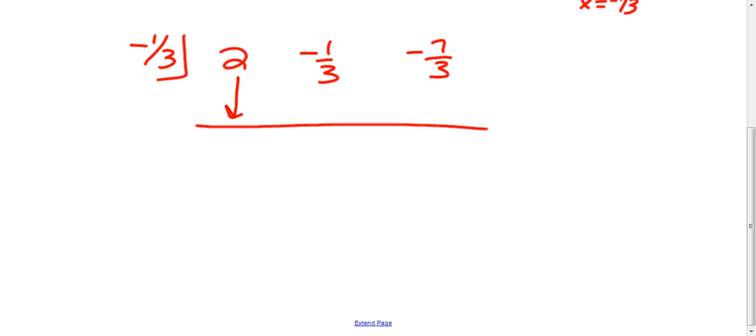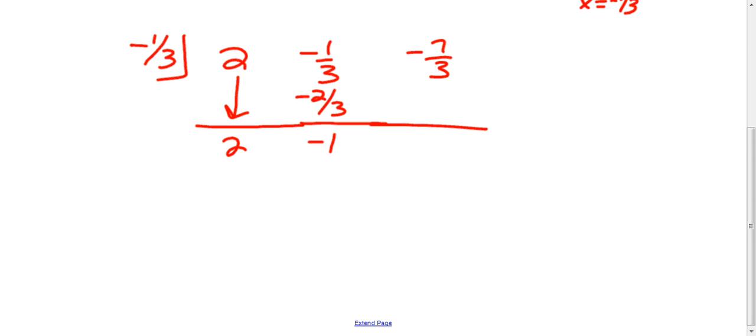We'll bring down this 2, and then 2 times negative 1/3 is negative 1/3. And now you have to add negative 1/3 plus negative 1/3. If you need to use your calculators, go ahead and do that. Oops, this is not negative 1/3, it's negative 2/3, sorry. 2 times negative 1/3 is negative 2/3. And then negative 1/3 and negative 2/3 is negative 1.